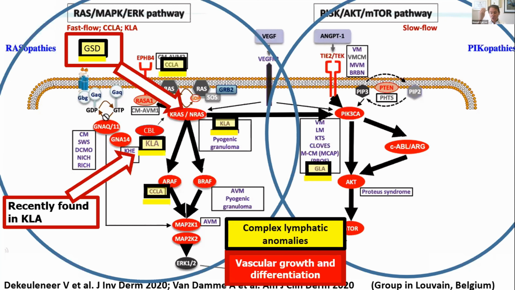So yes, potentially, we know that patients with Noonan's can have vascular malformations. Many patients do, and possibly CCLA. I haven't seen it, but it makes sense that patients with Noonan's can have this, and you might want to at least try something like trametinib for this condition.